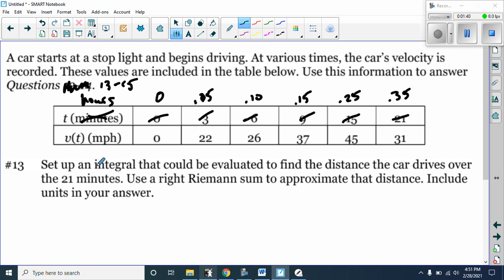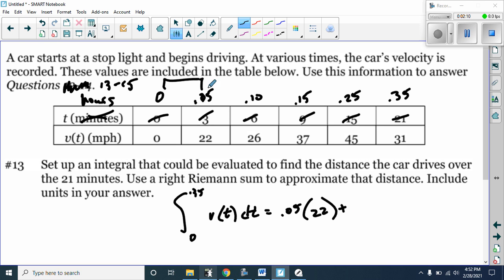We are trying to first set up an integral that's going to find a distance. So our integral would be from 0 to 0.35 hours of v of t dt. There's the integral. It asks us to use a right Riemann sum to approximate that. So this base is 0.05, and our height, we are doing a right Riemann sum, so we use the right height. From 0.05 to 0.1 is 0.05 units, right height.